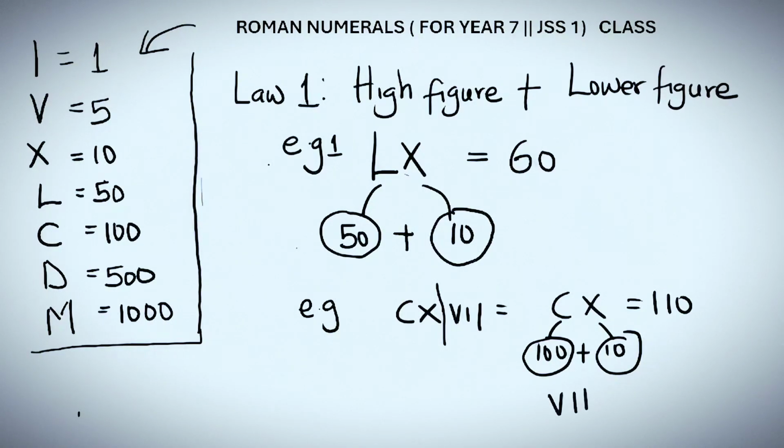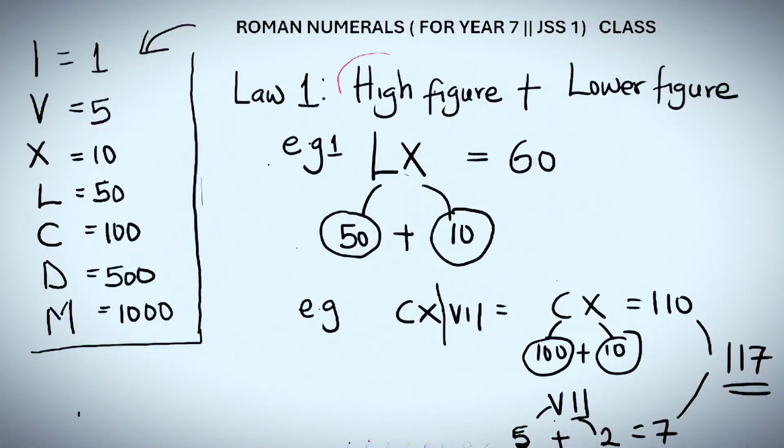Next, we have VII. V is 5, II is 2. So this is 5 coming before 2, and we add both of them. That gives us 7. So 110 plus 7 gives us 117. The reason we are doing all of this is because of the first law, which says that if a higher figure comes first before the lower figure, we add both of them. That's for law number 1.